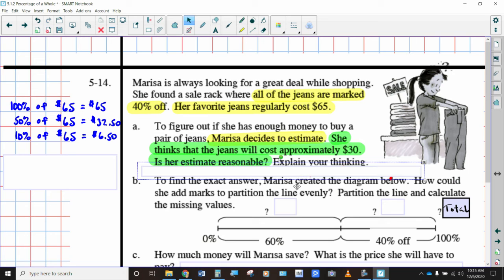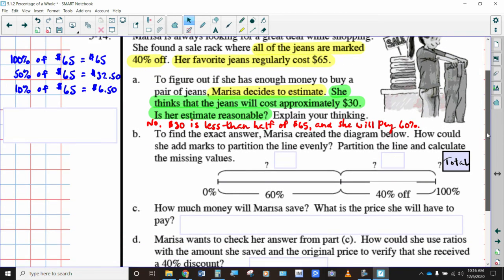I think she would have to pay more than half the price, not less than half the price. So 30 is less than half of 65. So that's probably closer to how much her discount is, not how much she would be paying.